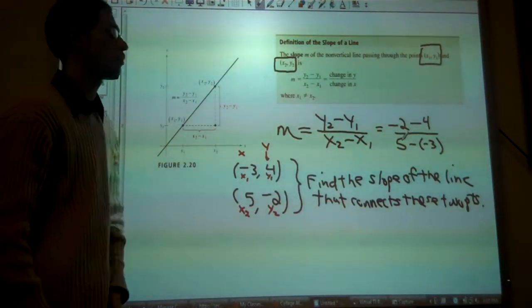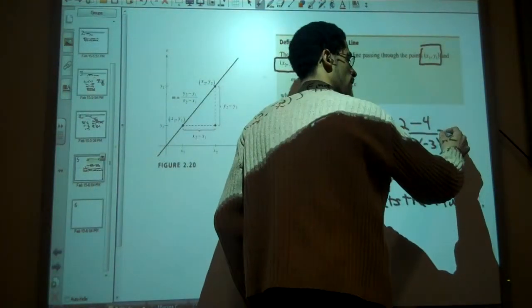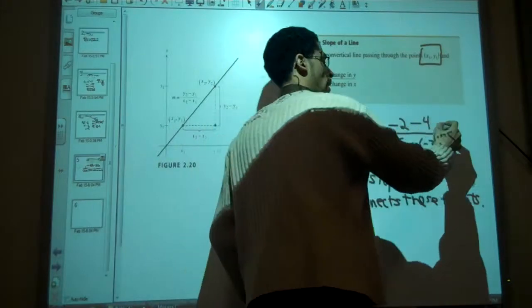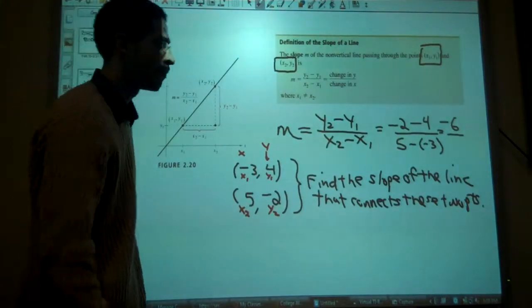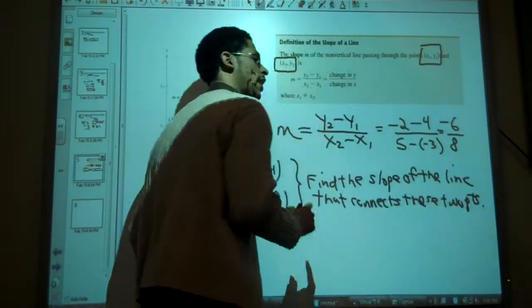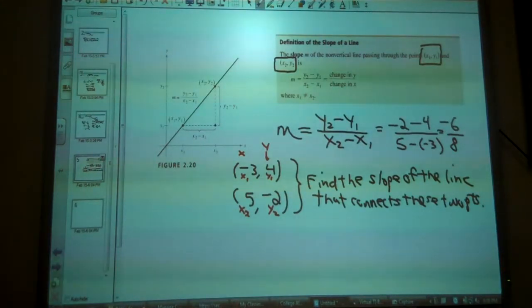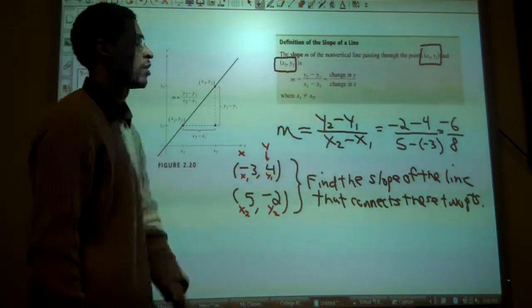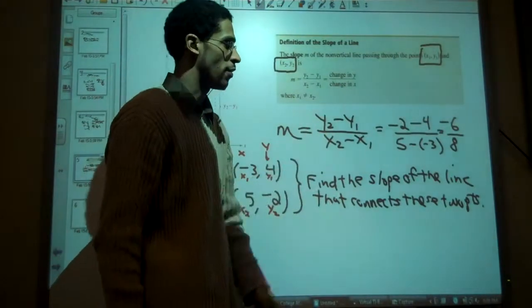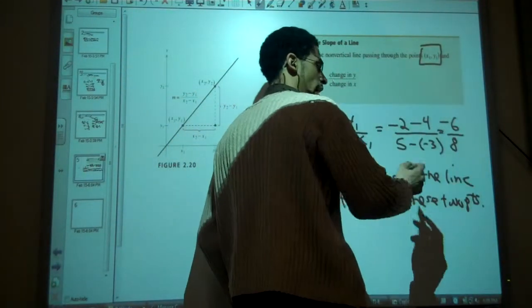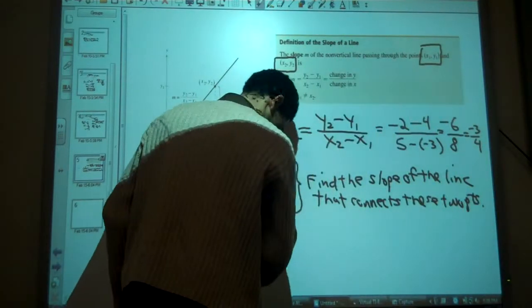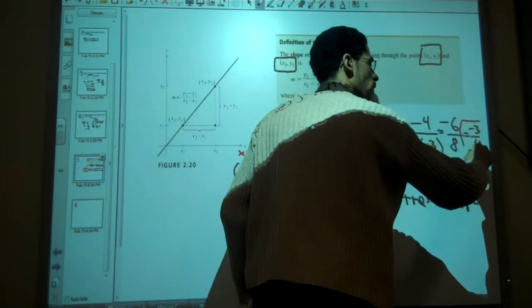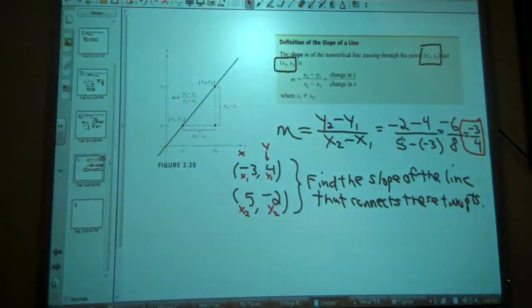What is a -2 take away 4? -6. You owe somebody $2 and you owe them $4 more, you owe them 6 altogether. A double negative is like adding. So the denominator is 8. And that reduces. If you have a fraction, you want it in lowest terms. So when you take the 2 out of both, the answer is going to be -3/4. Okay, so you'll be doing that. Questions about that?